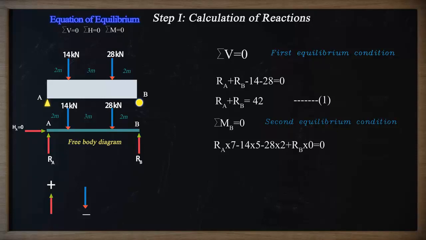If you look at this equation, you will see moment due to external loads 14 kN and 28 kN are negative and moment due to reactions are positive. This is due to sign convention. Let's try to understand what this sign convention is.